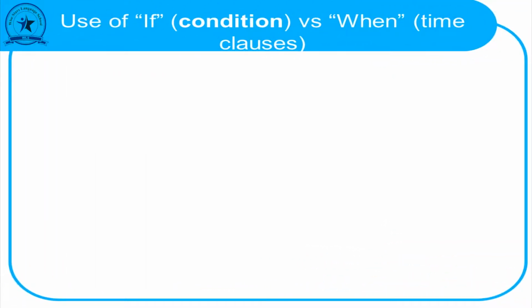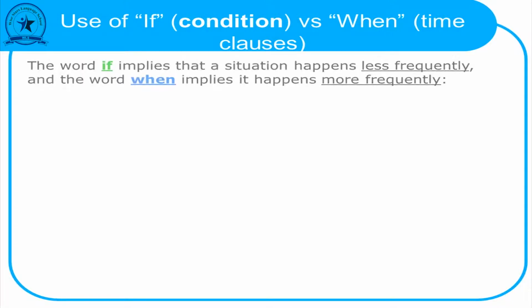Can we use "when" instead of "if" in zero conditional? Yes, we can. And actually, grammatically, it is very correct. But the meaning is going to be a little bit different. The word "if" implies that the situation happens less frequently, and the word "when" implies that it happens more frequently.